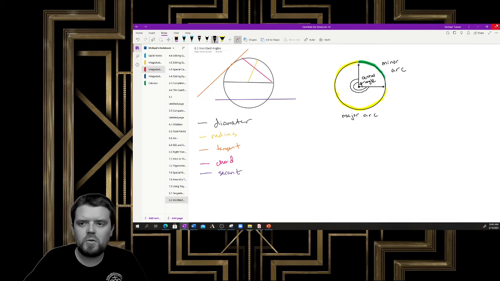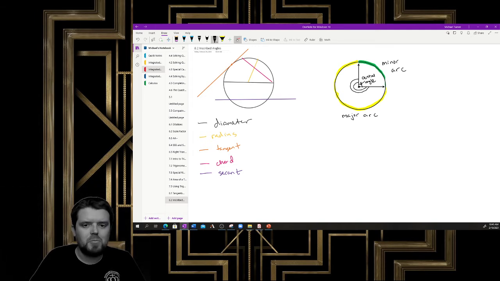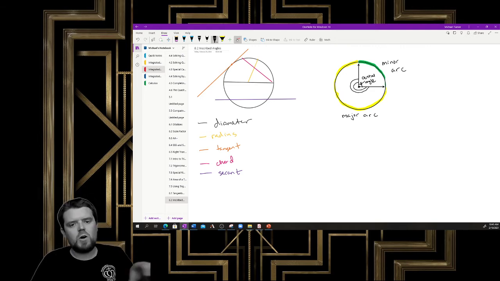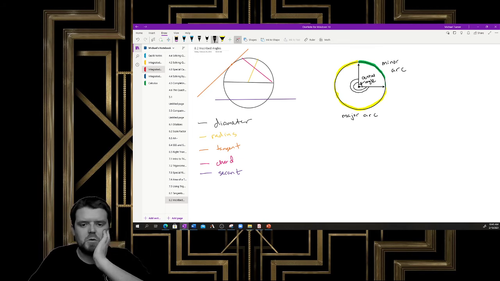So these are all the parts of a circle that you want to be familiar with so far: diameter, radius, tangent, chord, secant, and then we have minor arc and major arc. Okay. So we know all of this. There are a couple theorems in this section that we want to be familiar with.